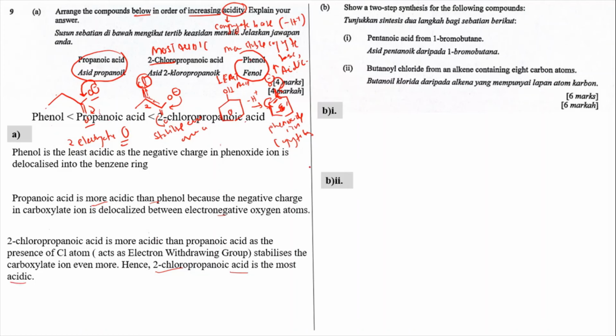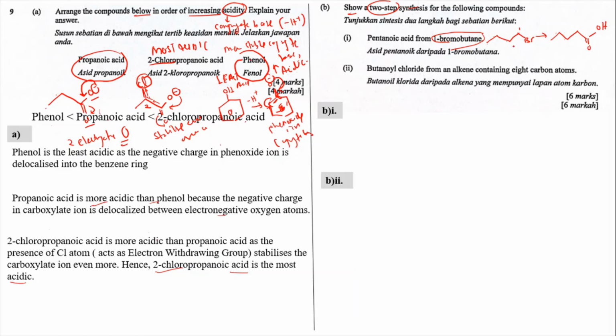Now, we're going to do 9B where we have to show a two-step synthesis for the following compound. So, kita akan tunjukkan 2 langkah sahaja untuk menghasilkan produk yang kita hendaki. So, starting from 1-bromobutane, we need to produce pentanoic acid. So, 1-bromobutane will have 1, 2, 3, 4 carbon, and at carbon number 1, it's going to attach to bromine. And then we're going to produce pentanoic acid. So 1, 2, 3, 4, and then 5.